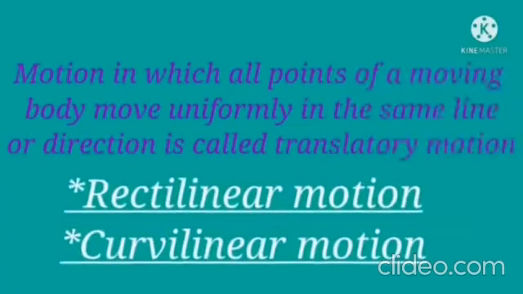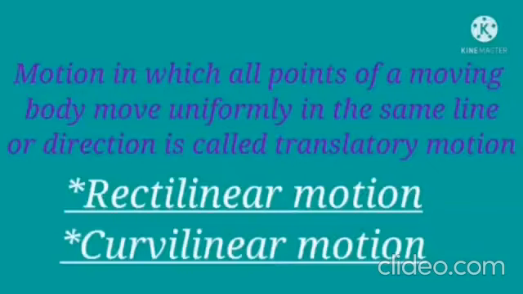Motion in which all points of a moving body move uniformly in the same line or direction is called translatory motion. So here an object moves on a straight line. This is called translatory motion. These are of two types, rectilinear motion and curvilinear motion.